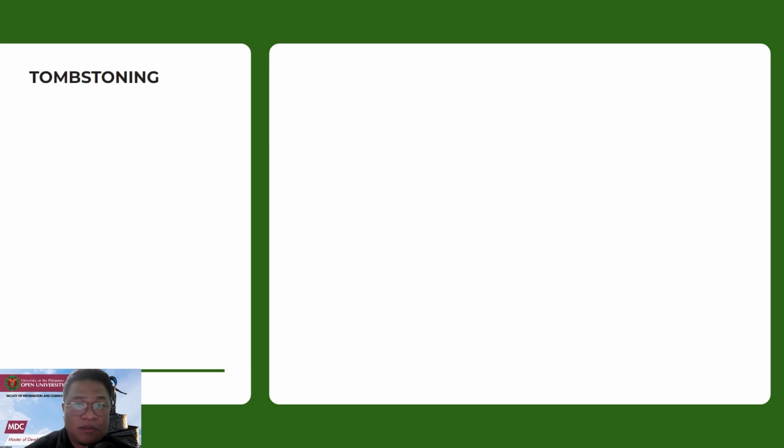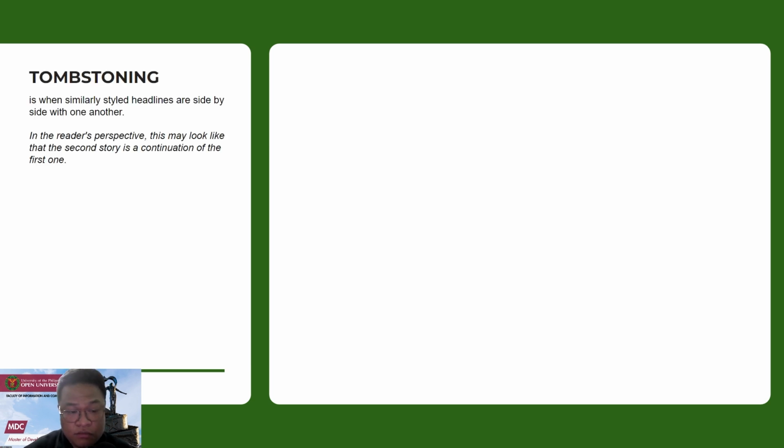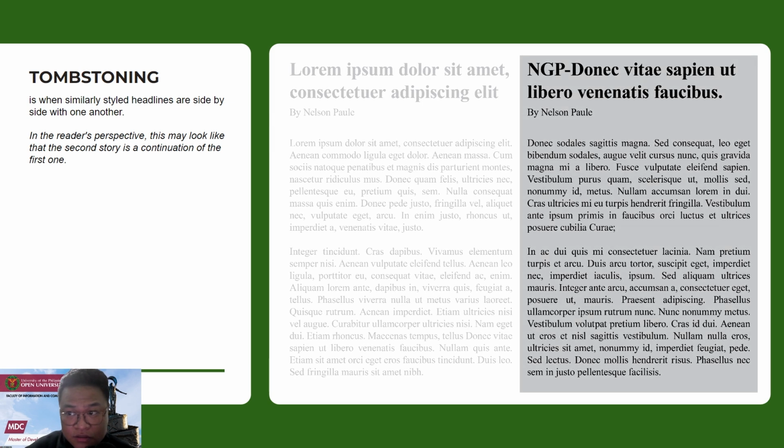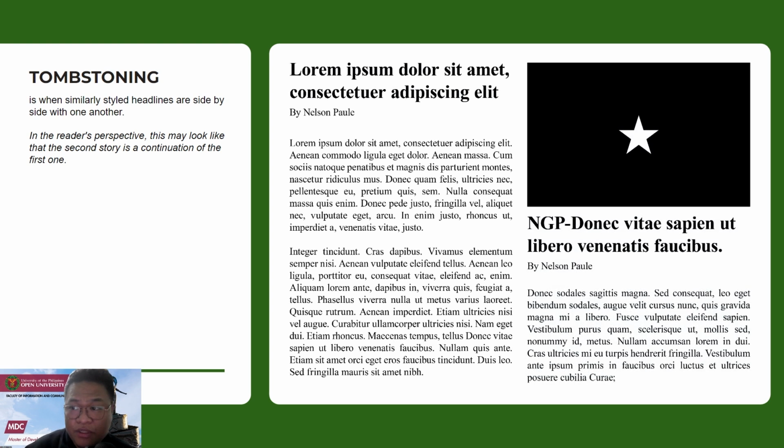Tombstoning is when similarly styled headlines are side by side with one another. In the reader's perspective, this may look like the second story is a continuation of the first one. We can avoid this by using another typeface, or containing the other story within a box, or adding a photo between the headlines.